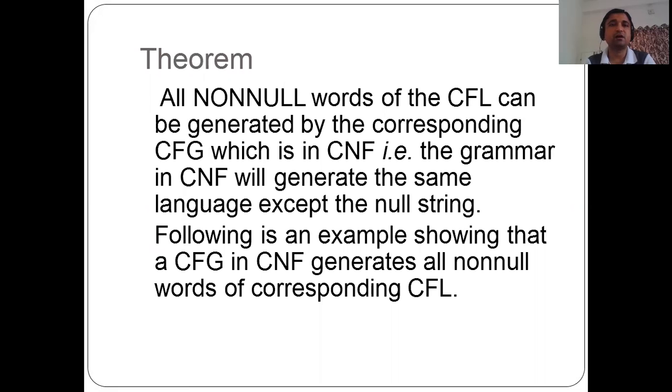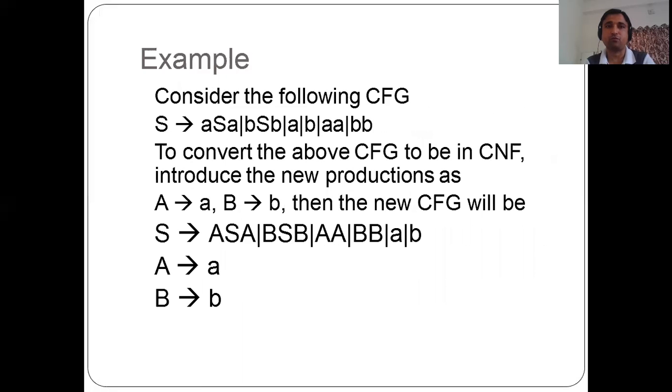All the non-null words of the context-free language can always be generated with the use of a corresponding context-free grammar which is in Chomsky normal form. That is, the grammar in Chomsky normal form will generate the same language except the null string. Following is an example. Let's discuss some examples through which we can learn how we can convert the given context-free grammar into the Chomsky normal form.